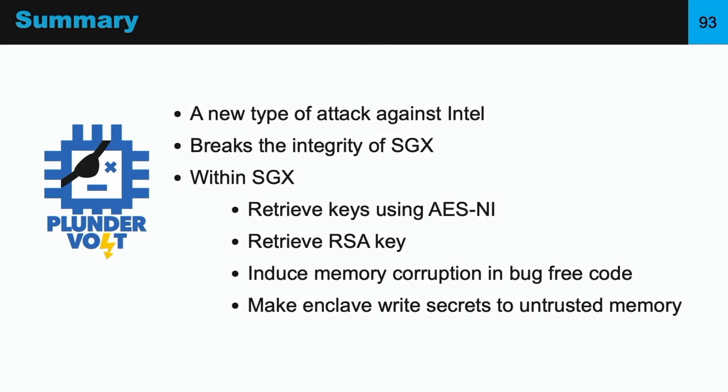So in summary, we created a new type of attack against Intel SGX. We broke the integrity of SGX, and within SGX, we were able to retrieve AES-NI keys. We were able to retrieve an RSA key. We were able to induce memory corruption in bug-free code. And we made the enclave write secrets to untrusted memory. Not only that, we were able to get some Linux binaries to core dump.